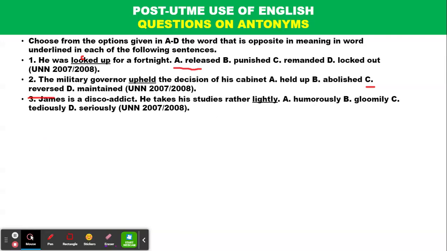Okay, question number 3. James is a disco addict. He takes his studies rather lightly. The word underlined here is lightly. Of course, if you take something lightly, it means you don't take it seriously. So let's look at the options and pick the opposite. A, humorously. B, gloomily. C, tediously. D, seriously. Now, the correct option is D, and that is seriously. Okay.